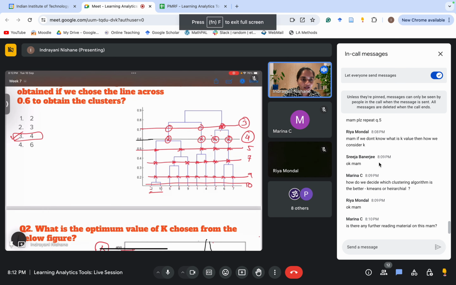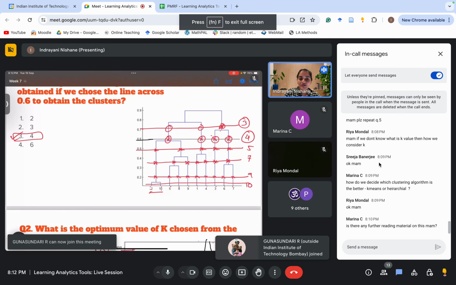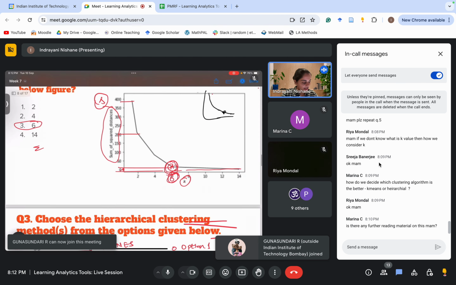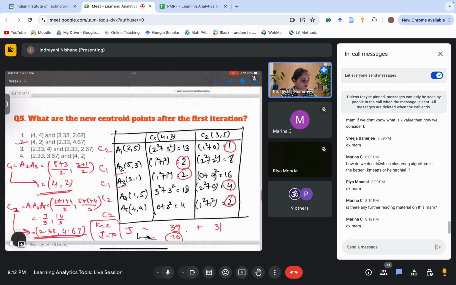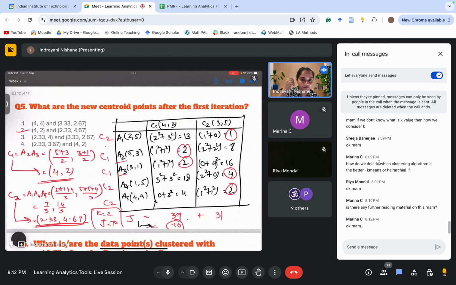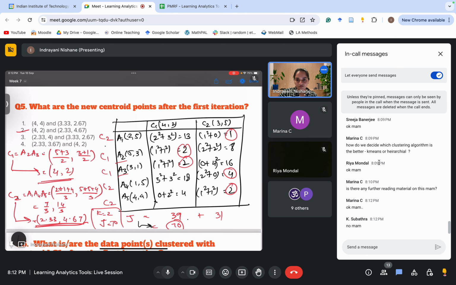I hope somebody had asked to repeat question 5. I hope these calculations were explained. I did not do it again, but I explained in brief how to do it. For those who wanted me to repeat question 5, we just have to compute the difference between these coordinates, square them and add them. That's how we do it, and then we decide which centroid this point is closer to. That's how we assign a centroid to that particular data point.